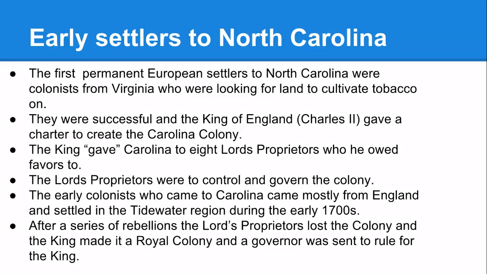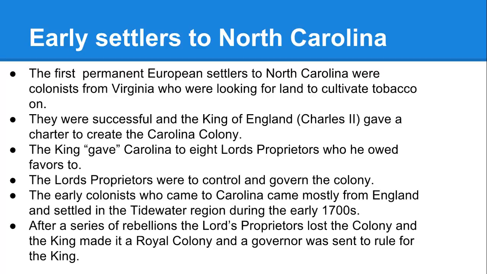Now, before we get to that, I want you to put some of this either on a sheet of notebook paper or in the margin somewhere, some different information to know about early settlers to North Carolina. I've talked a little bit about this already, but the first permanent European settlers to North Carolina were colonists from Virginia who were looking for land to cultivate or grow tobacco on. So that's how the first permanent European settlements got started in North Carolina.